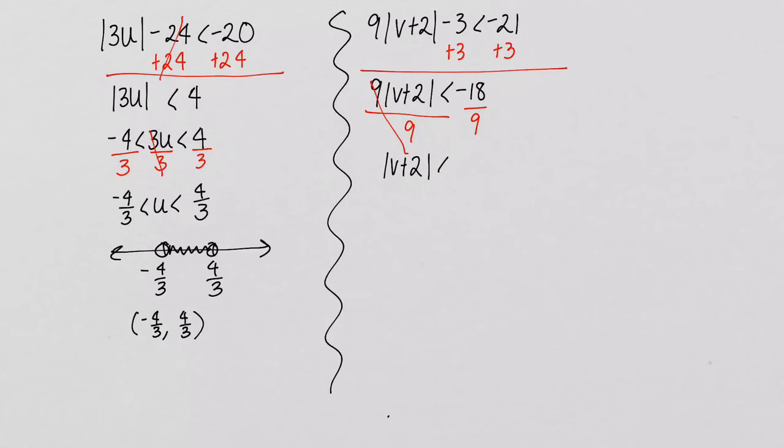Absolute value of v plus 2 is less than negative 2. We can't have an absolute value be less than a negative. Now, we're stopping here and we're going to say there's no solution, not because up here there was a negative number, but because when we got it by itself, this was a negative number. So if it's an absolute value less than a negative, that's going to be no solution. All right.